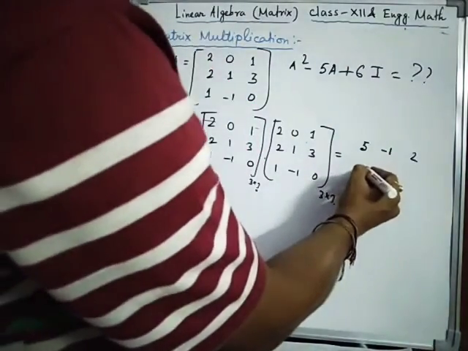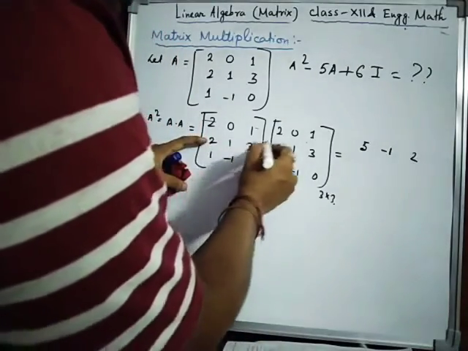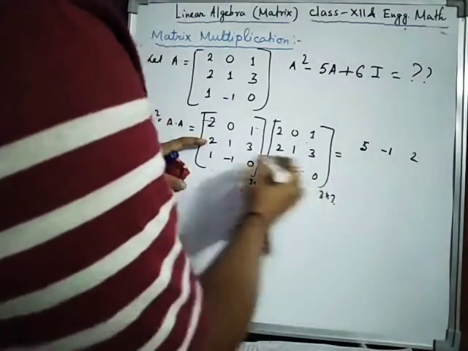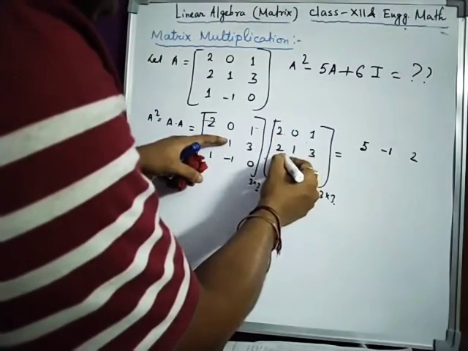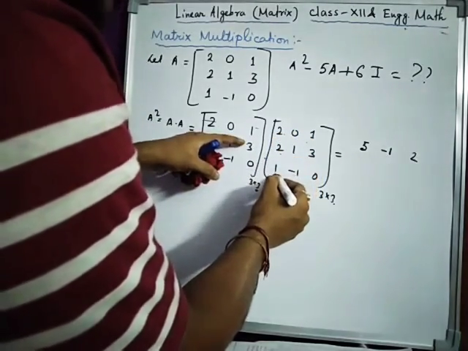Okay. Now you have to make this point. The second row and first column will make this point. Second row and first column means 2 twos are 4, 2 ones are 2, 3 ones are 3. You have to add all the numbers.